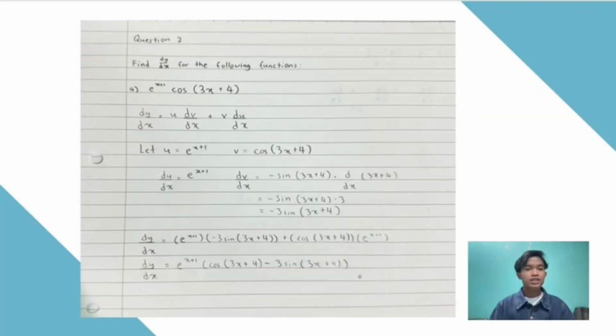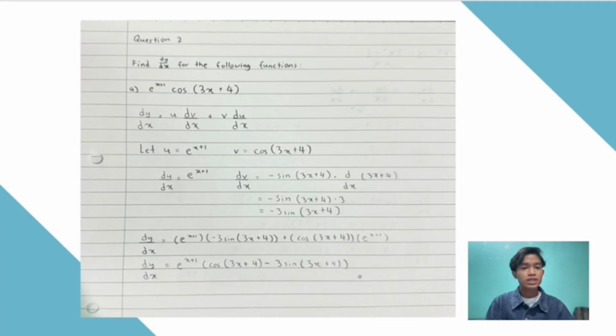Okay, so this is my part, which is question 2a. I will explain my calculation. I am asked to find dy over dx for the function y equals e power of x plus 1 times cos 3x plus 4. This function is a product of two functions, so I will use the product rule. The formula is dy over dx equals u dv over dx plus v du over dx.